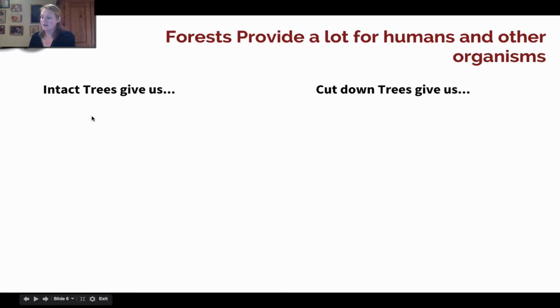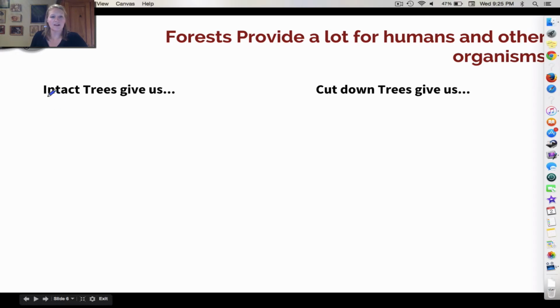Okay, so moving right along to forests. Let's talk about forests and what are the different kind of concepts that we have to think about here. So when you think about, especially here being from Vermont, an intact tree, meaning that a tree that is not cut down, okay? When we think about what forests provide for humans and other organisms, intact trees, I have a huge list of this, and you can add to your list too.